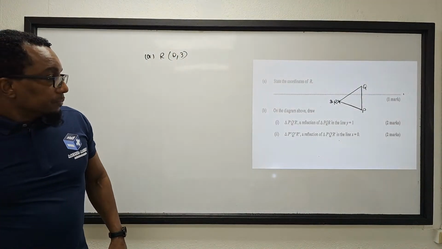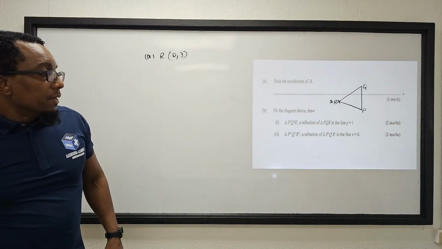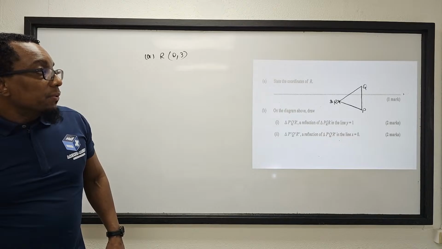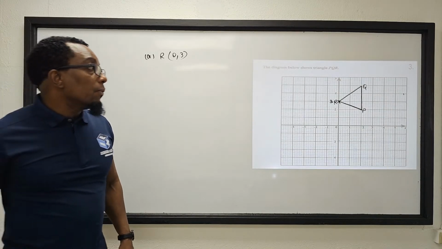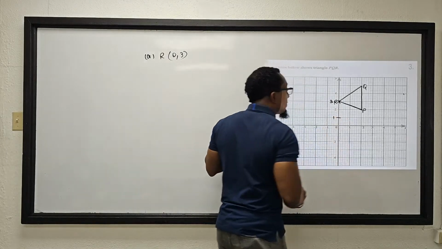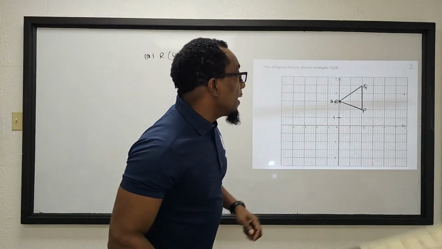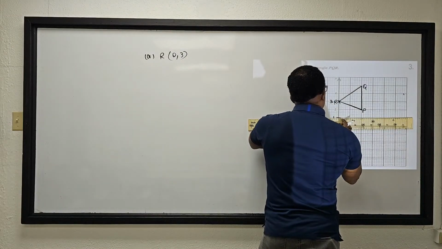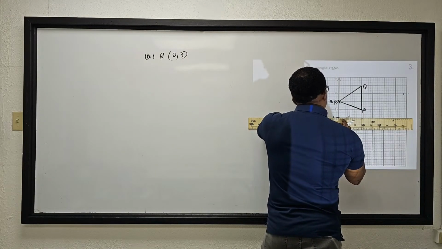It states, on the diagram above, draw triangle P prime, Q prime, R prime, a reflection of PQR on the line y equal to 1. So where's the line y equal to 1? So this is 1 on your y-axis. So the line y equal to 1 will be a horizontal line drawn through 1 on the y-axis.